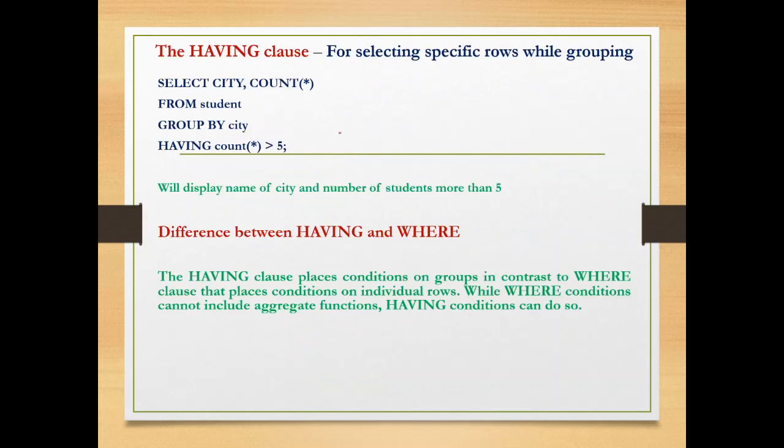Now next is the difference between having clause and where clause. Both have a very simple difference. Where clause is used to apply condition on the whole relation, where having clause is always used with group by clause. If we want to apply condition on groups, then we will use having clause, and if we want to apply condition on the whole relation, then we will apply where clause.